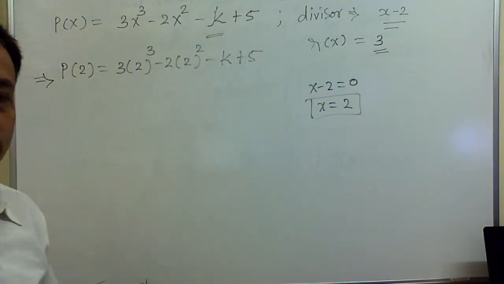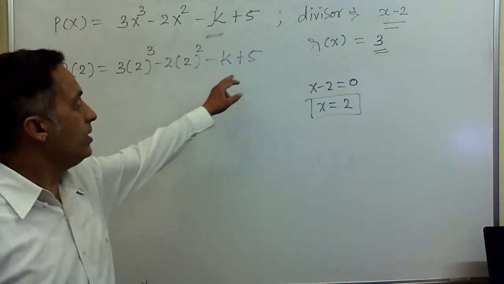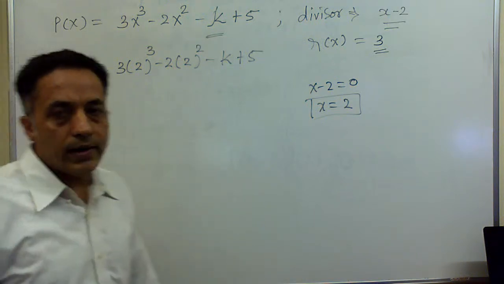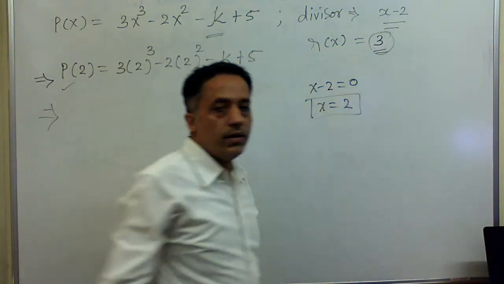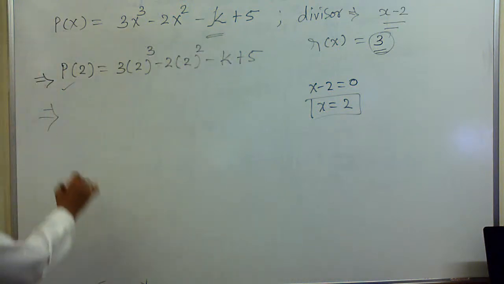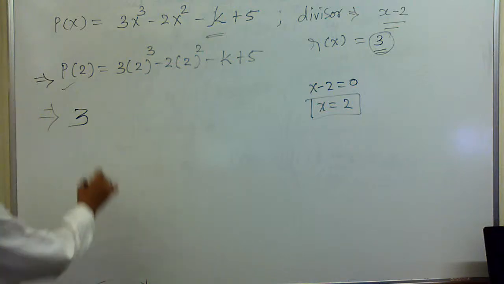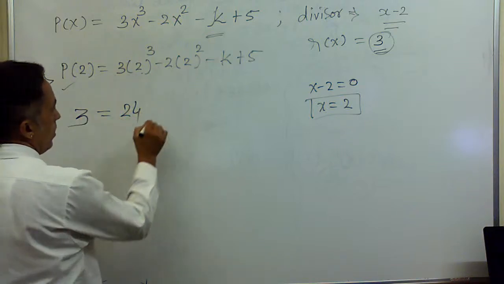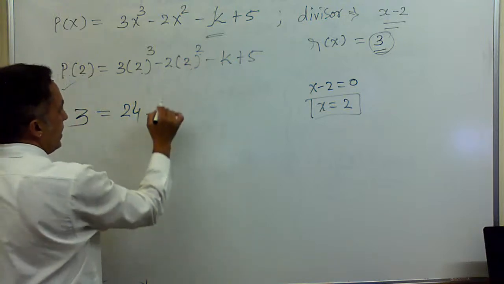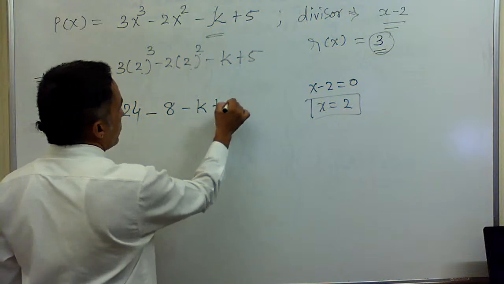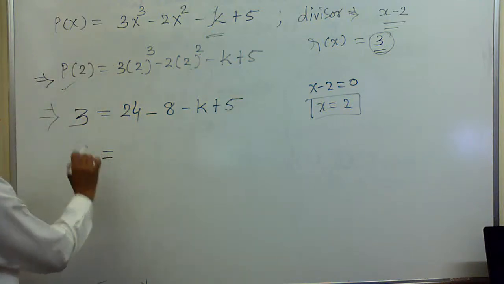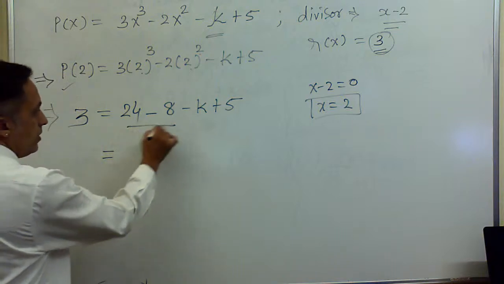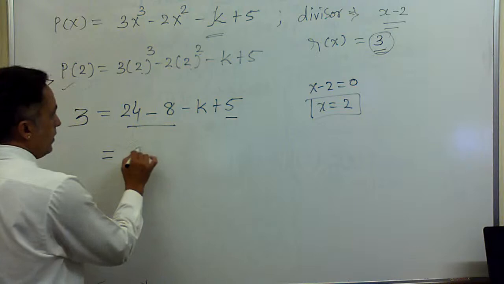3 times 2 cube, minus 2 times 2 square, minus k plus 5. Here the value at p of 2 is 3, which is the remainder, so we will substitute 3 over here. First of all, cube of 2 is 8, and 8 times 3 is 24. Square of 2 is 4, and 4 times 2 is 8. Minus k plus 5. 24 minus 8 is 16, and 16 plus 5 is 21.